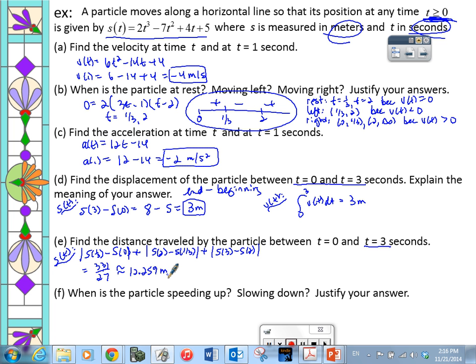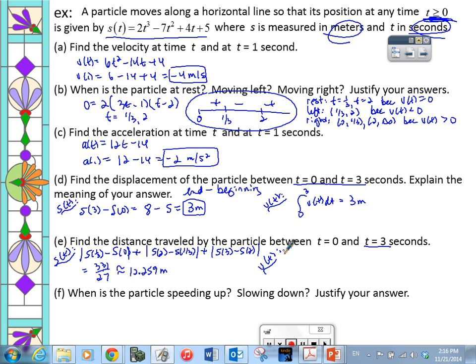Quite different than our displacement. Our displacement was 3. Our distance is 12.259. Now, what if we had velocity? What if we had velocity and we were asked to find distance? What do you think we're going to have to do?